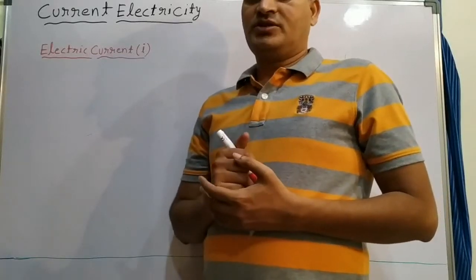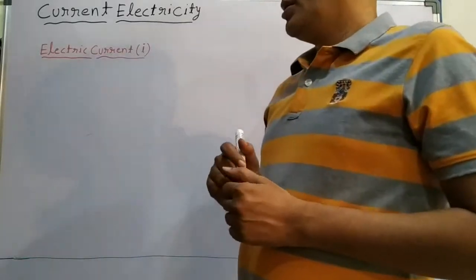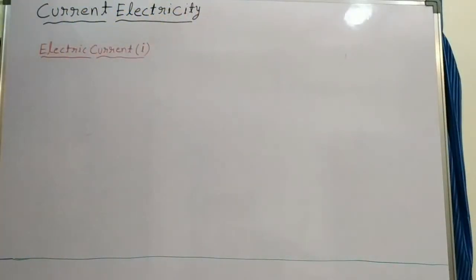Now see a new chapter, that is current electricity. In current electricity, first you see electric current. What is electric current? Flow of electric charge. So how do they define electric current?